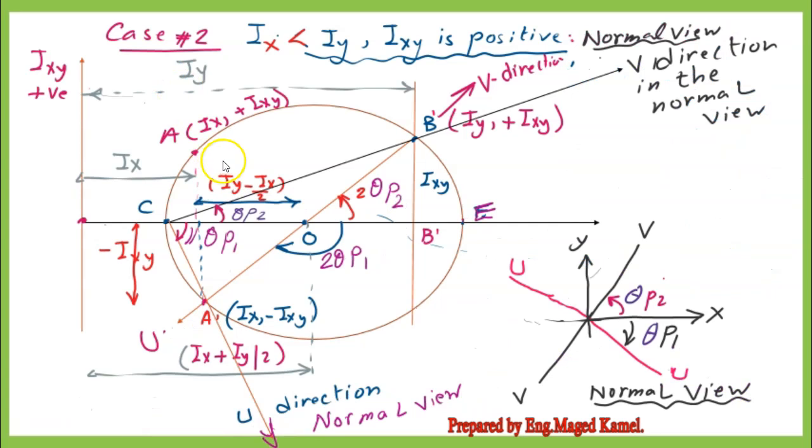In the next slide, we want to get the direction of the U-axis in the normal view and its angle. Join point C with point A dash. The enclosed angle is theta B1, which is half the value of the central angle 2 theta B1. Join point C with point B dash. The enclosed angle is theta B2, which is half the value of the central angle 2 theta B2.